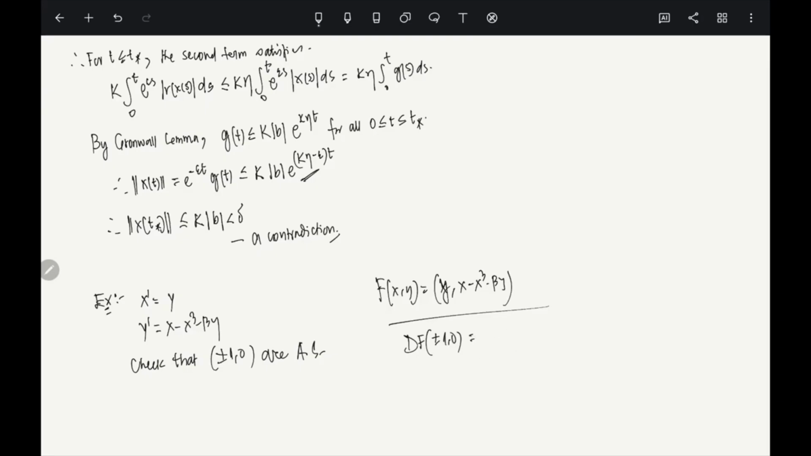Once you do it, you can talk about the eigenvalues of df at plus minus 1, 0. Write down the eigenvalues. If the real parts of those eigenvalues are negative, then you can use this theorem to conclude the asymptotic stability. Is it okay? You have to check this part yourself, so please do it yourself. And with this, I am going to end this video.